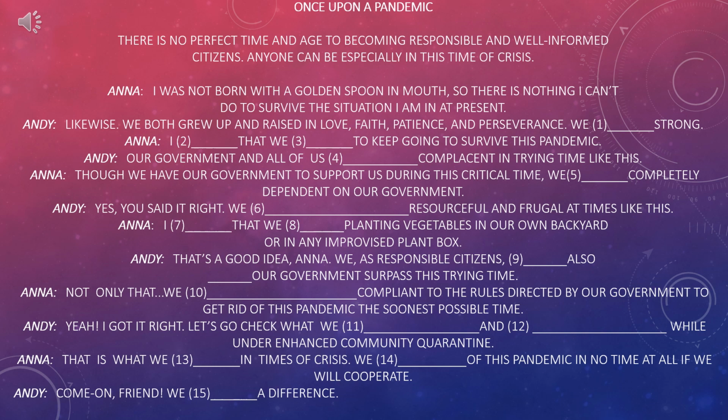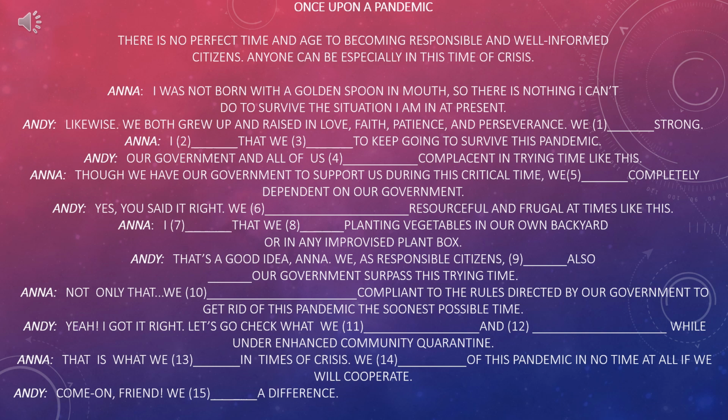Andy, that's a good idea. Anna, we as responsible citizens blank also blank our government surpass this trying time. Anna, not only that, we blank compliant to the rules directed by our government to get rid of this pandemic the soonest possible time. Andy, yeah, I got it right. Let's go check what we blank and blank while under enhanced community quarantine. Anna, that is what we blank in times of crisis. We blank of this pandemic in no time at all if we will cooperate. Andy, come on, friend, we can make a difference.